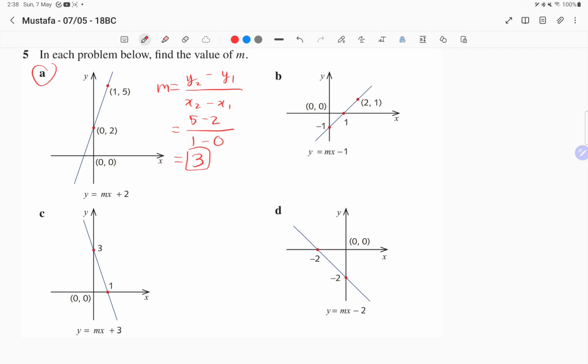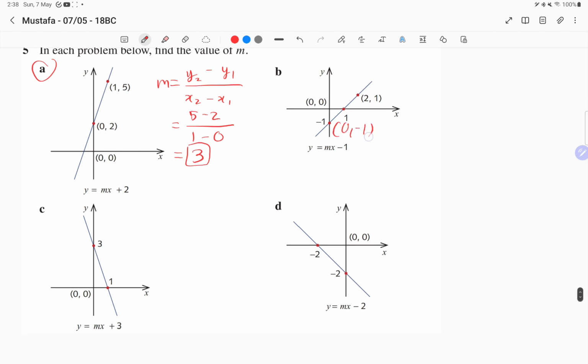Alright, what's the m value for B? 1 minus 0. And then 0 minus 0, right? No. 2 minus 0. No. Wait, is it left, right? So 0 minus 1. Okay, so using this one, right? 0 minus 1, and then 2, 1. Which ones am I using? This one and this one, right? Yeah. You can either use that one or you can use this one.